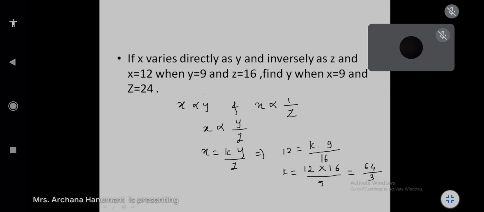Next one, find the value of y. So here, put x is equal to k y into z. x is equal to 9, k we already know, 64 divided by 3, and find the value of y, and z is equal to 24. So what does it become?